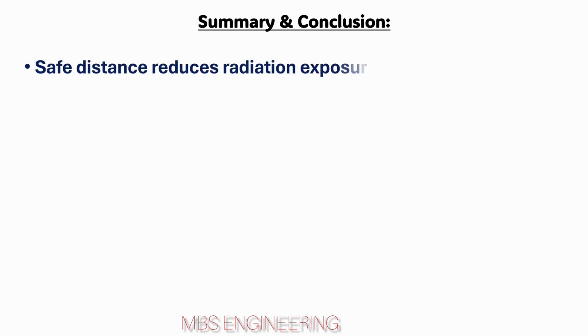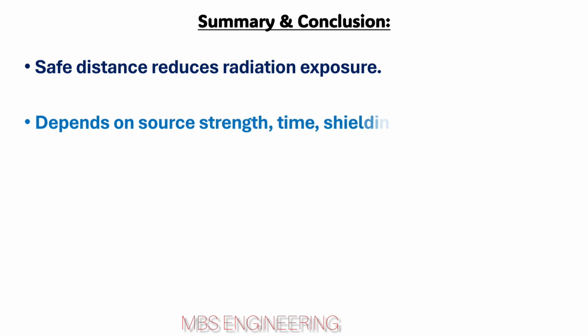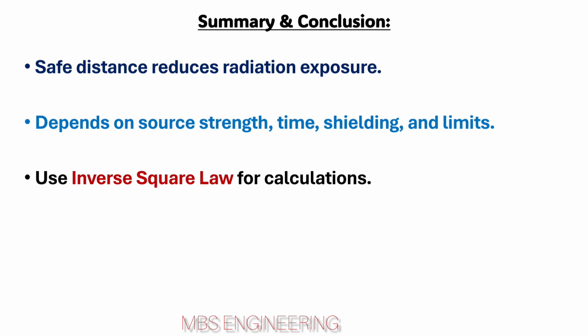The conclusion and quick summary of the tutorial. Safe distance reduces radiation exposure. It depends on source strength, time, shielding, and limits. Use the inverse square law for calculations. Increasing distance significantly reduces radiation.